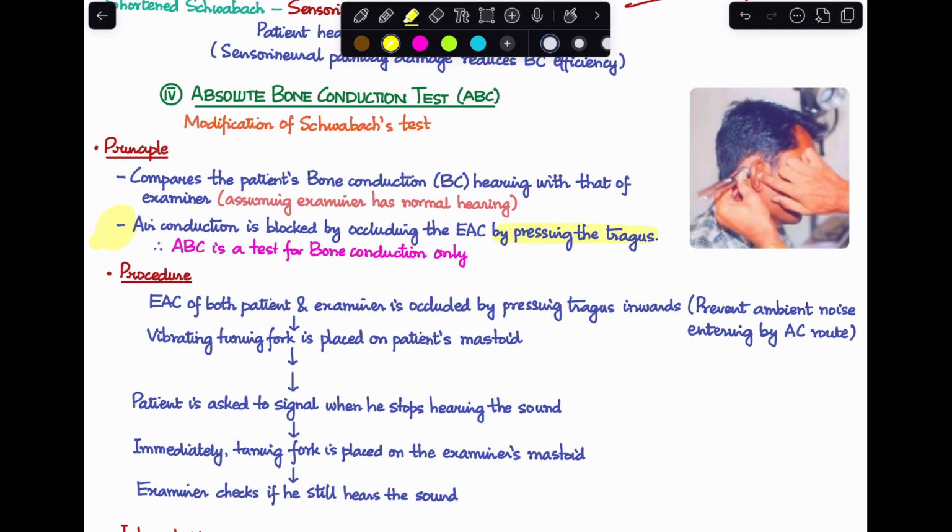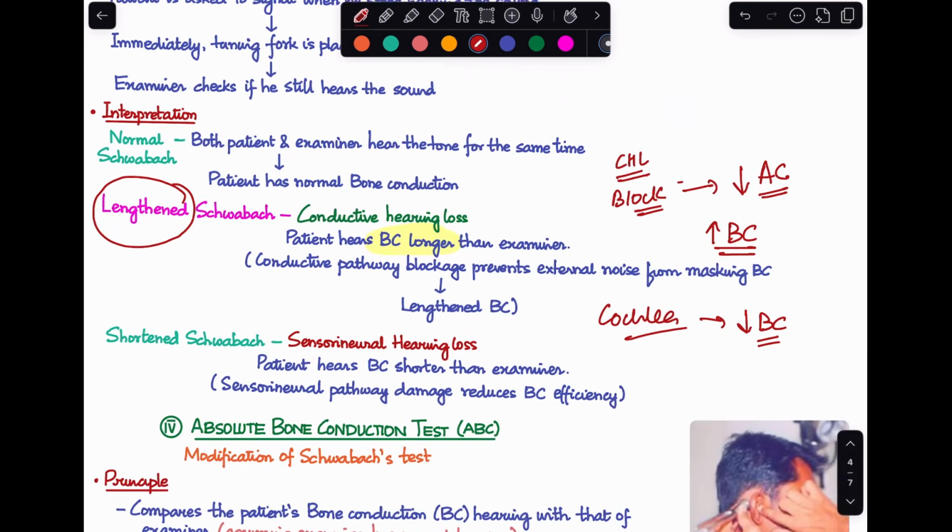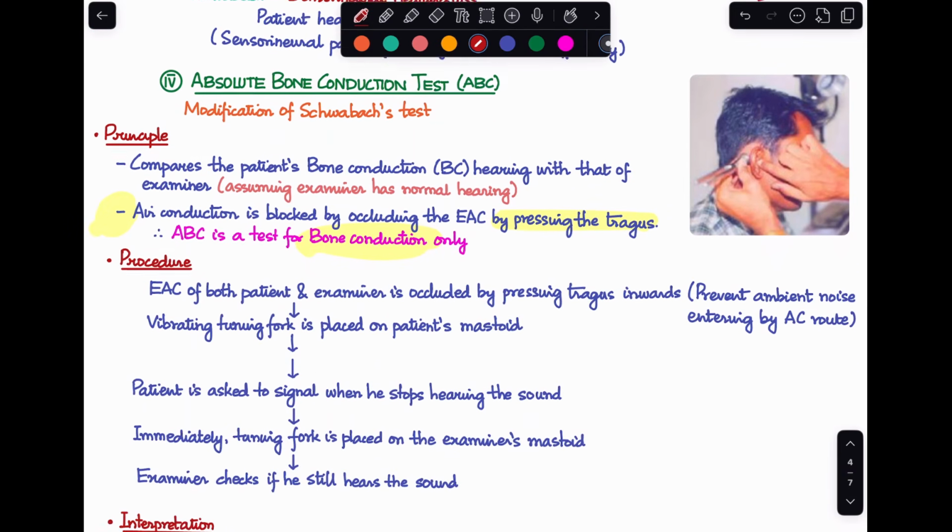So, the absolute bone conduction test is actually only testing bone conduction. Whereas in the case of Schwabach, we saw that we were not blocking the ear. So, Schwabach was actually testing both air conduction as well as bone conduction, which is why we were able to tell what the result is for conductive hearing loss. But if we block the air conduction and only check the bone conduction, that will be a true test of the cochlear function.